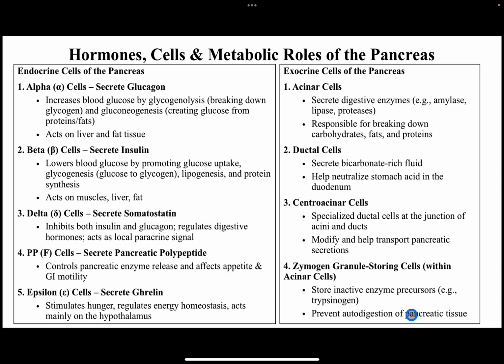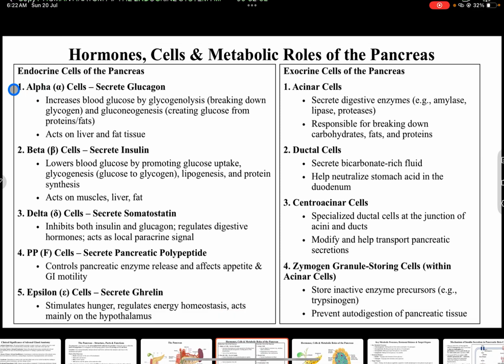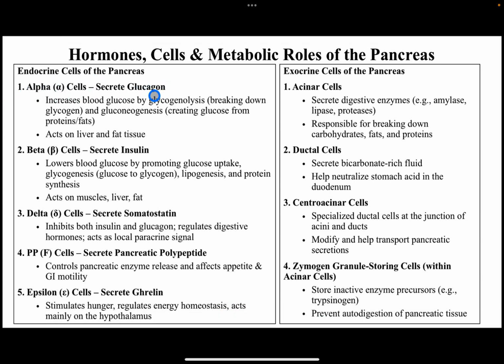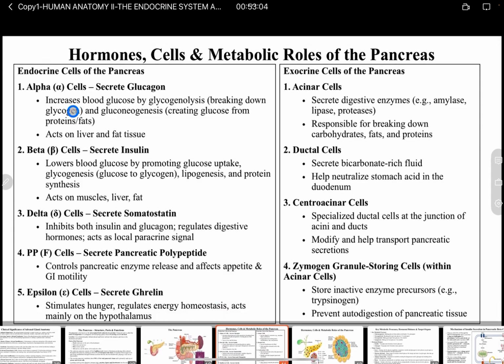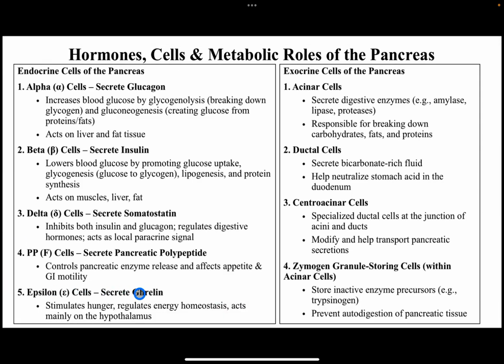So basically, these are the endocrine cells and then the exocrine cells. For the endocrine cells, we have the alpha cells, which secrete glucagon. The beta cells secrete insulin. The delta cells secrete somatostatin. The PP or F cells secrete pancreatic polypeptide. The epsilon cells secrete ghrelin. So we have the alpha cells, the beta cells, the delta cells, the PP cells, and the epsilon cells.